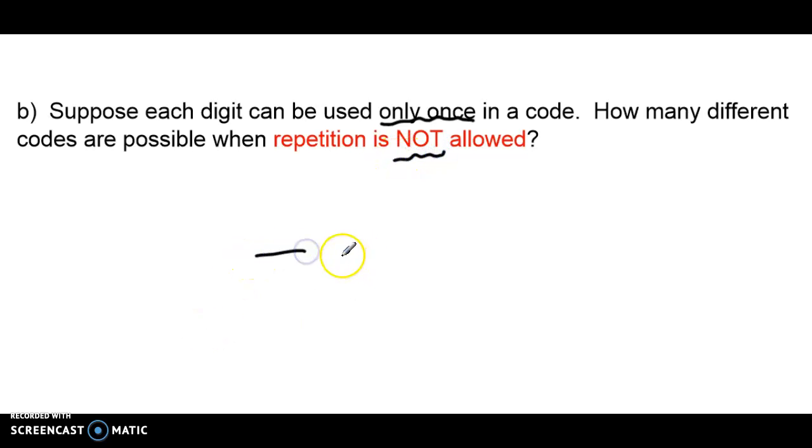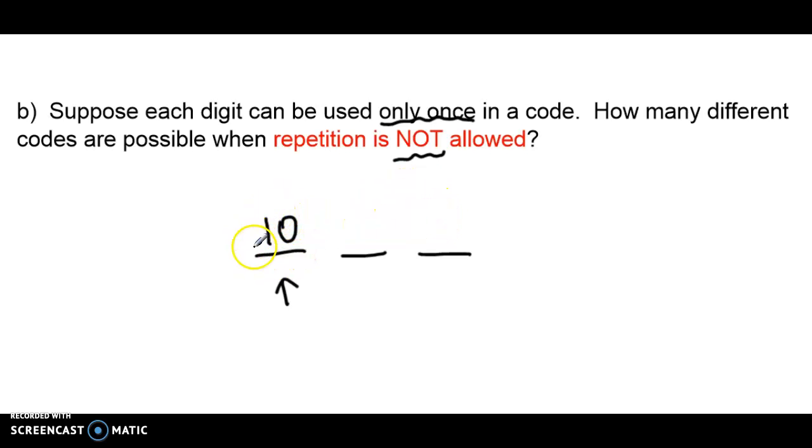So again, we have a 3-digit code. We can choose to place a number from those 10 digits. We can choose one of those 10 to be placed in that first position. But in this example now, where repetition is not allowed, whatever number goes in that first place, it cannot go in the second place or the third.